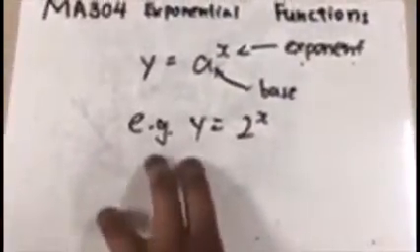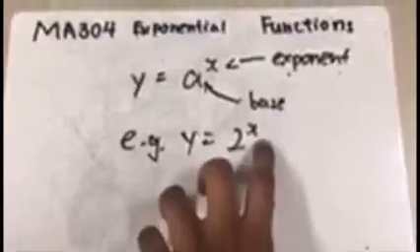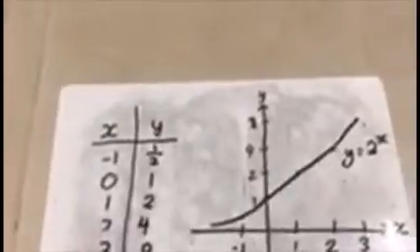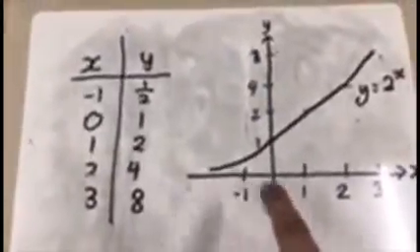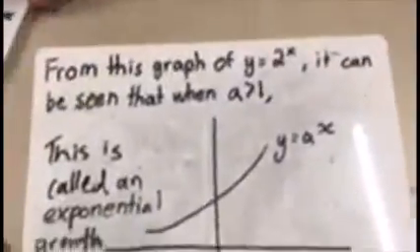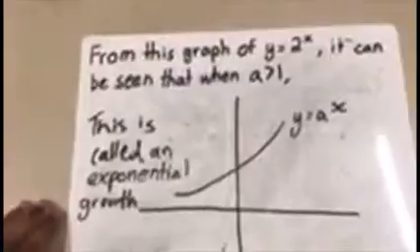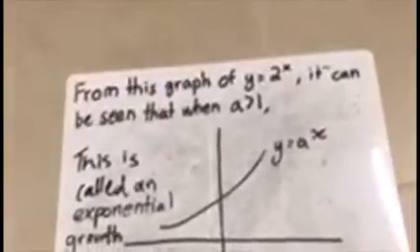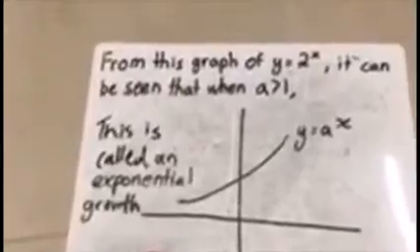Let's start with the example y equals 2 to the power x. Now, if you plot the graph, these are the 5 data points. You can see that this is how the graph will look. From this graph of y equals 2 to the power x, it can be seen that when a is greater than 1, the graph increases like that. Alright, so this is called exponential growth.